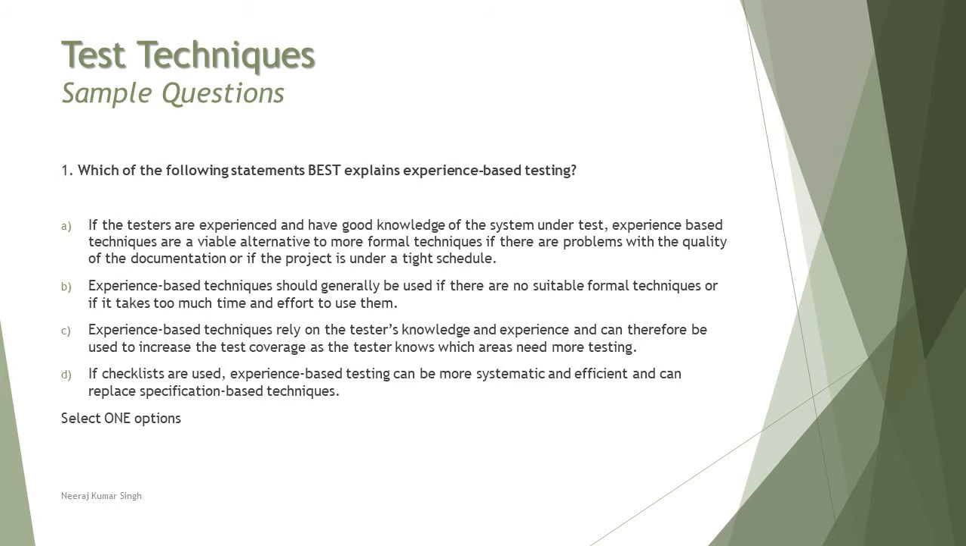B: Experience-based techniques should generally be used if there are no suitable formal techniques or if it takes too much time and effort to use them. Now let's understand why we should not pick this kind of option, because the first part is really correct. Of course, they should generally be used if there are no suitable formal techniques, but what if it takes too much time and effort to use them? That's not a good clause to opt for a technique. So team, the second part will be a little twisted so that you do not concentrate on or read the second half of it. That's where ISTQB plays the trick with you and you go wrong.